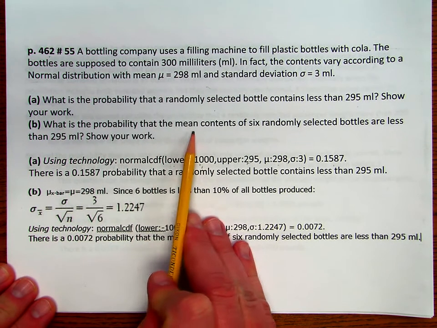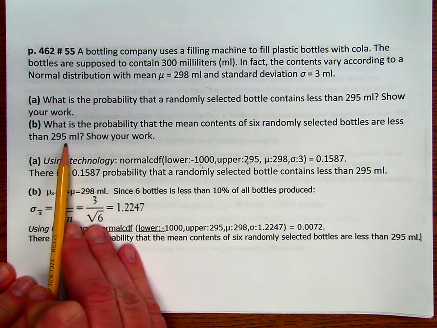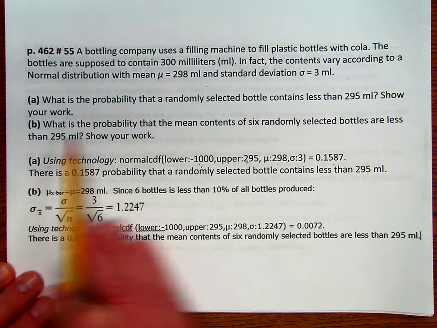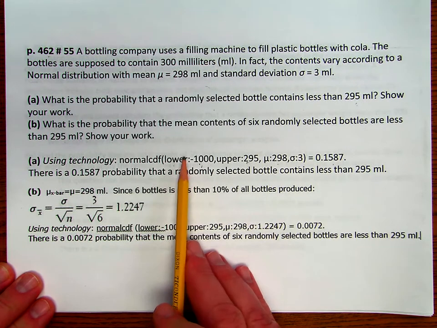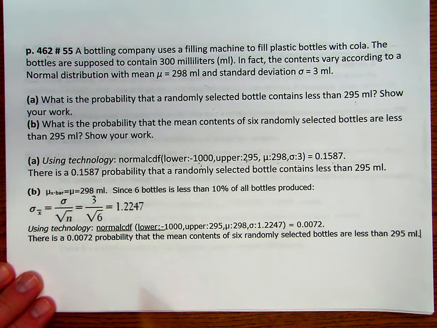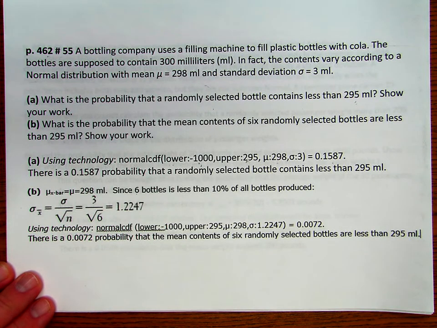Okay, what is the probability that the mean contents of 6 randomly selected bottles are less than 295? So instead of one bottle being less than 295, what's the probability that the average of 6 bottles is less than 295? So as long as 6 bottles is less than 10% of all bottles produced, we can use this formula. So that's the standard deviation.